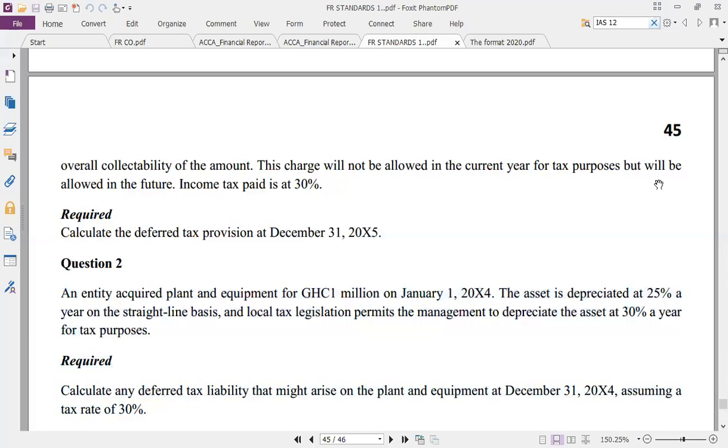So that's the question that we are doing now. So we can try that one.